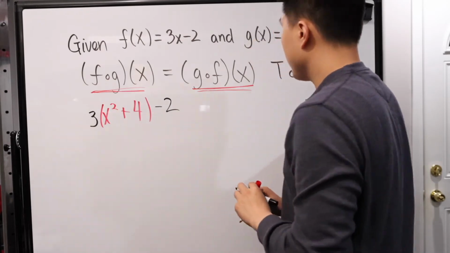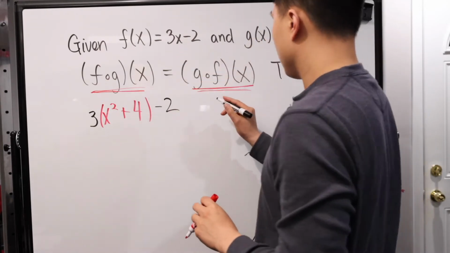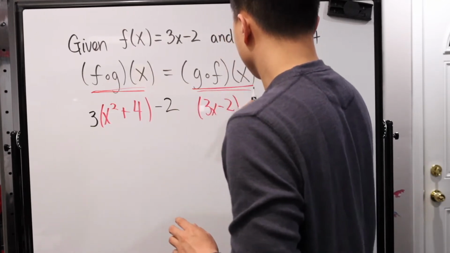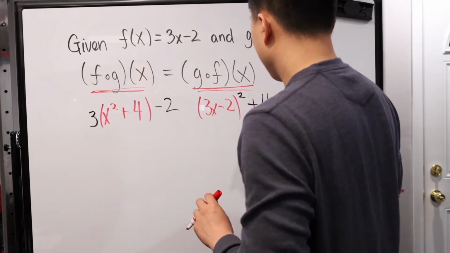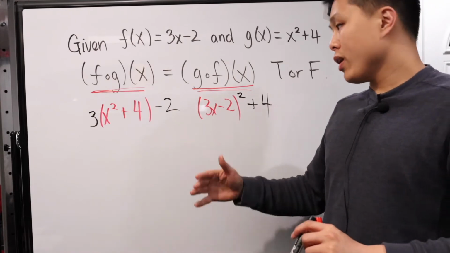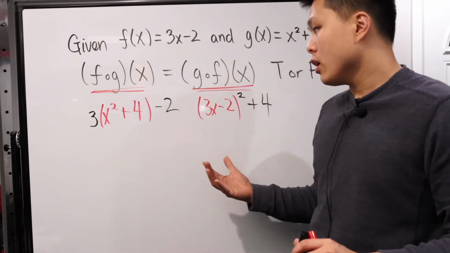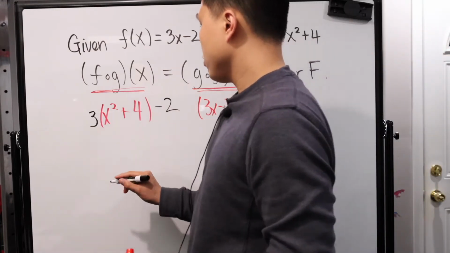So in this case, what do we get? Instead of x squared, we get 3x minus 2, this whole thing, squared plus 4. Now the question itself is asking, is this equal to this? Without doing a lot of computation, you can sort of see that no, there's no way it is. But if you want, you can always simplify it out and see what we get.